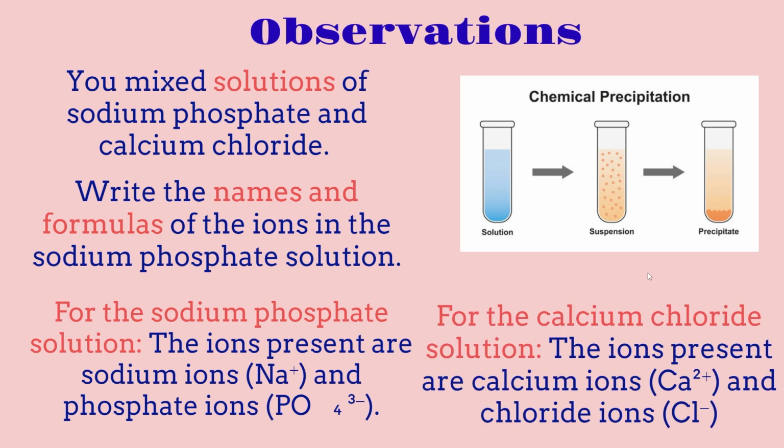And for the calcium chloride solution, the ions that are present are the calcium ions, which is Ca2+, and then the chloride ions, which is Cl-. So in this case, the calcium ions have a 2+ charge and the chloride ions have a -1 charge.